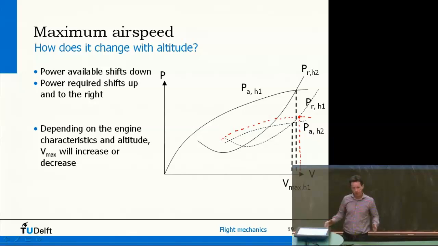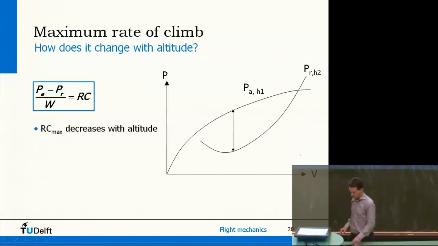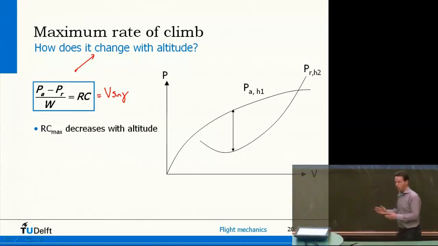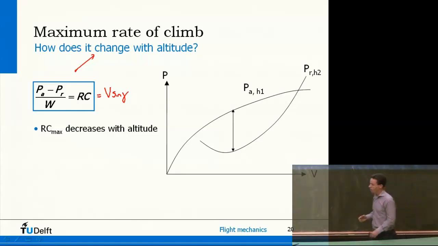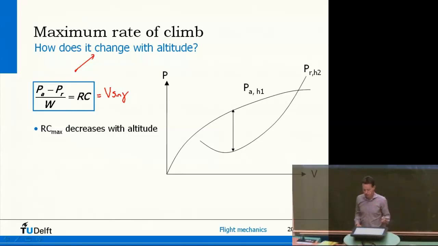Now let's have a look at the thing in between, which is the speed at which you can have maximum rate of climb. Now, I hope you remember, but all the energy you can have in excess, you can use actually to climb to create potential energy. So power available minus power required per unit of aircraft weight gives you a rate of climb. So in the diagram, this means that this distance between the two curves, this is basically a measure for rate of climb.